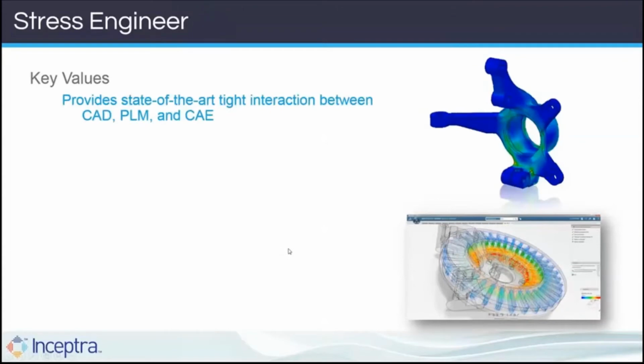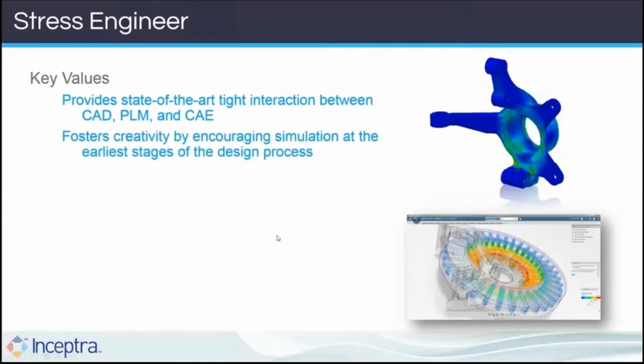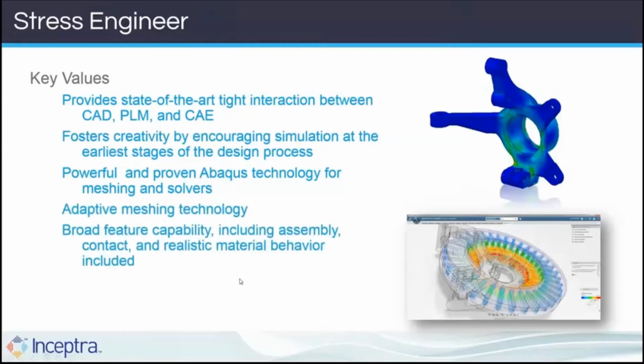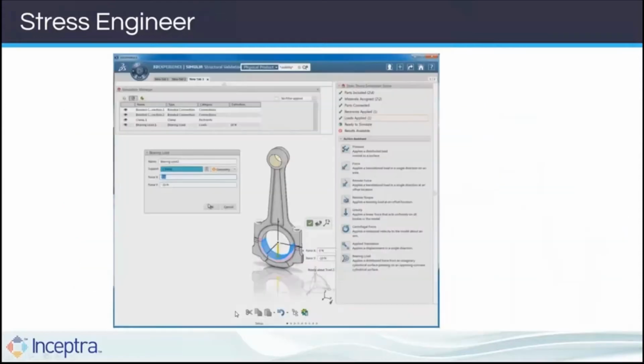The key value is that you get state-of-the-art Abaqus technology embedded in your CATIA environment. It helps foster and encourage you to make changes or optimize the design early in the design process. One of the best things about it is that you're running Abaqus solvers in the background, as well as the meshing through an adaptive meshing technique. And it's available on-premise, meaning you can have your own database on-site at your own company, or it can run on the cloud as well.